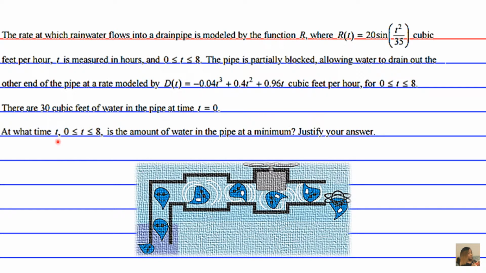At what time t, where again t is between 0 and 8 hours, is the amount of water in the pipe at a minimum? So when is it the least? Justify your answer. I'll give you a moment to think and gather your thoughts about your strategy for solving this query.